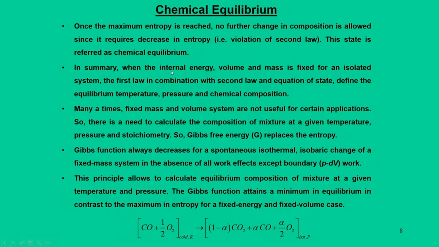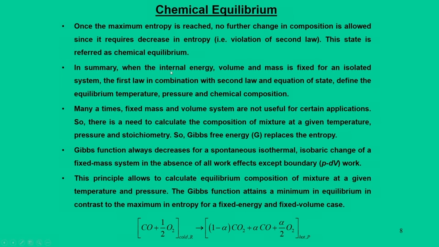Now, there are two ways to look at this. One is fixed internal energy, volume and mass for an isolated system. The first law, the second law and the equation of state together decide the equilibrium temperature, pressure and chemical composition.